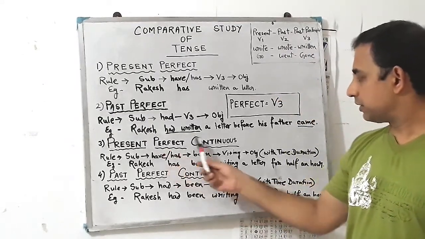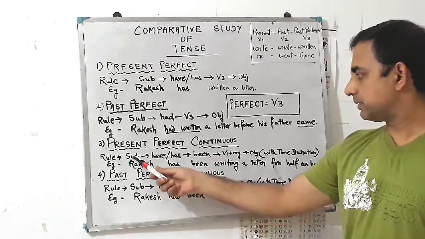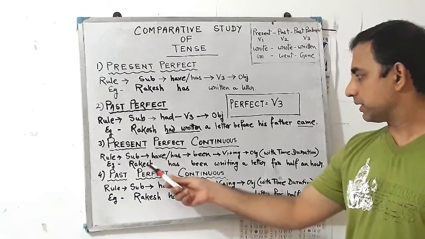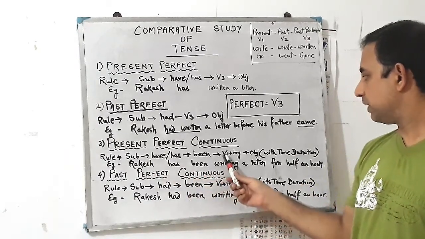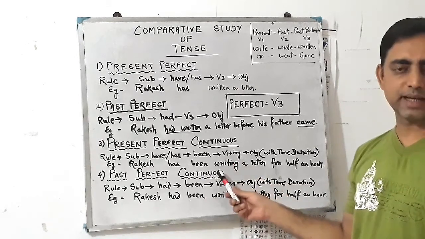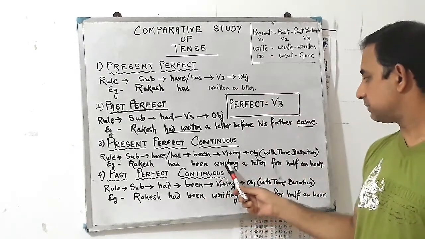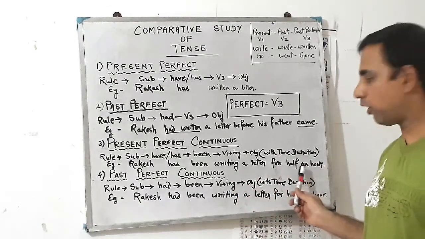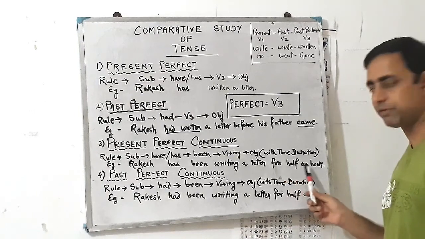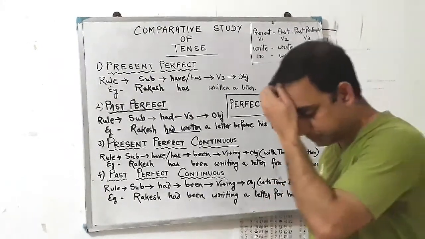In present perfect continuous tense, you see the rule is subject. Here in the example, Rakesh is the subject, then has, as per the subject, then been should be written, then V1 plus ing. V1 write is the first verb form, and ing has been added: writing a letter for half an hour. For half an hour, so this is the duration of the tense.